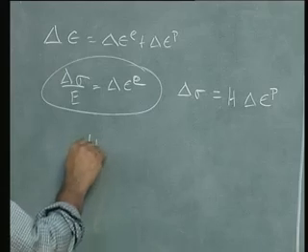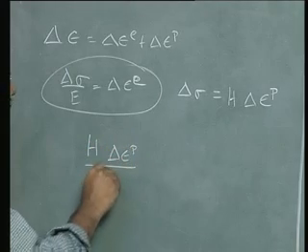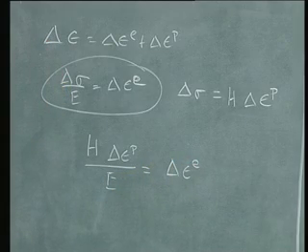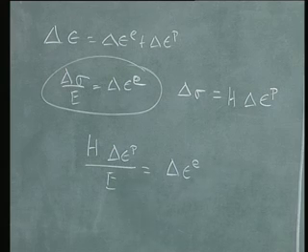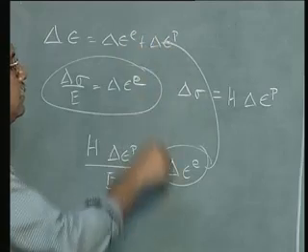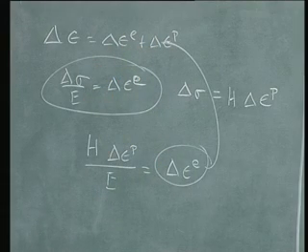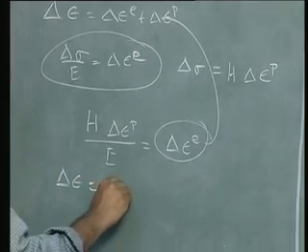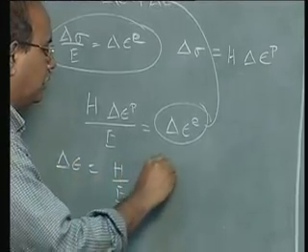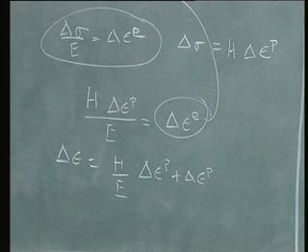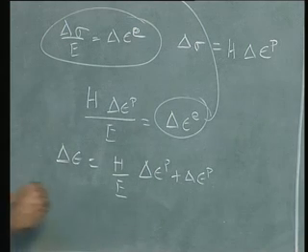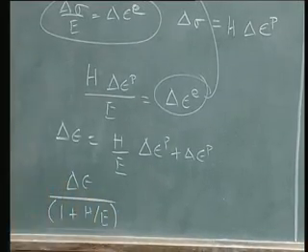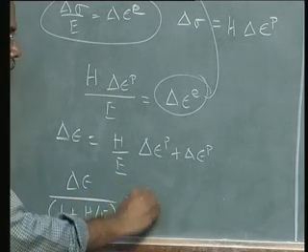So I have a very simple relationship looking at these two equations. I see that h into delta epsilon p divided by E is equal to delta epsilon E, so that when I substitute this delta epsilon E here in order to solve for delta epsilon p, I get delta epsilon is equal to h by E delta epsilon p plus delta epsilon p, and from which I can write delta epsilon divided by 1 plus h by E is equal to delta epsilon p.